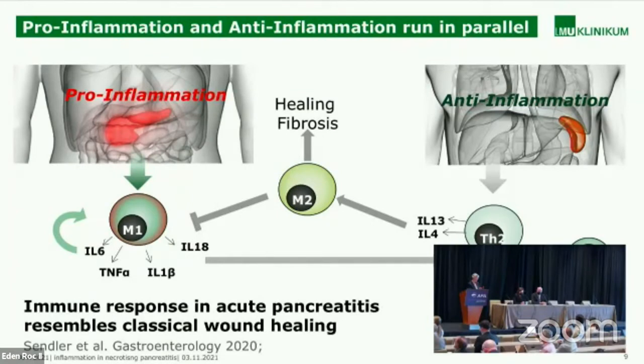So what you can learn from the slide is that there are multiple factors we need to interfere with to really regulate or modulate the immune response. But what we also understand from this slide is that the immune response in acute pancreatitis resembles some things you observe in classical wound healing. So if you have a scar in your skin, the same reaction will take place there.